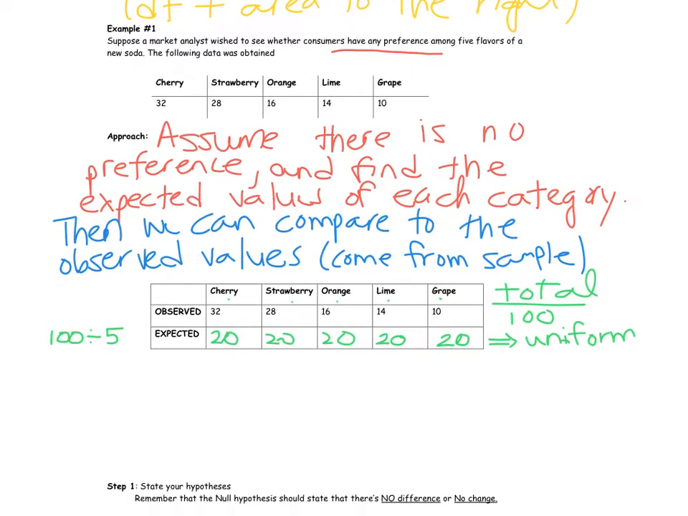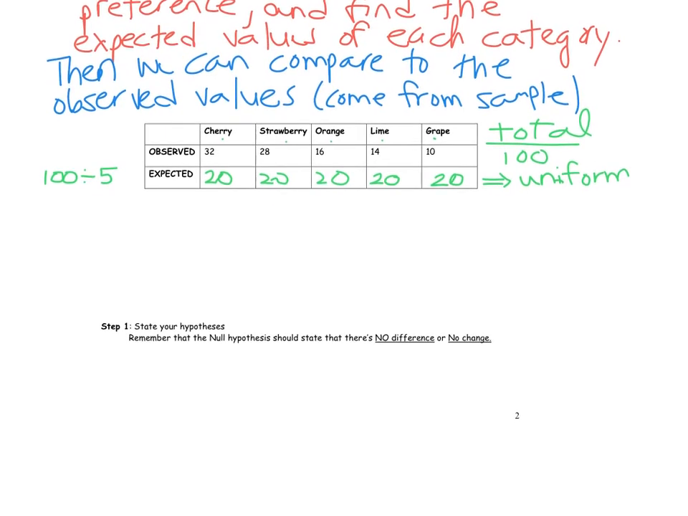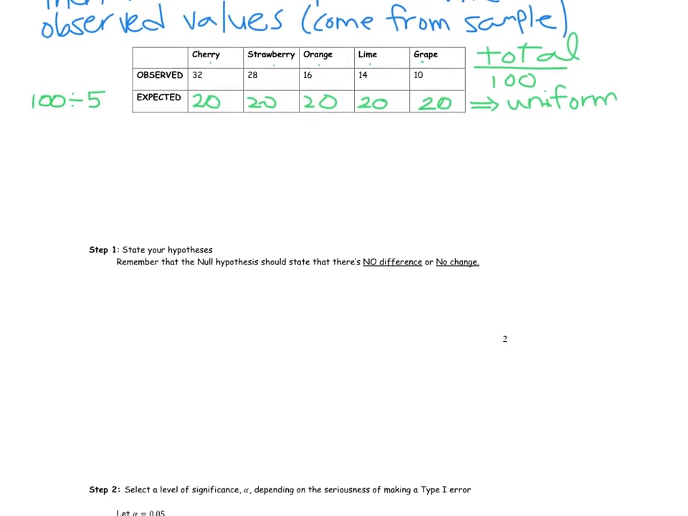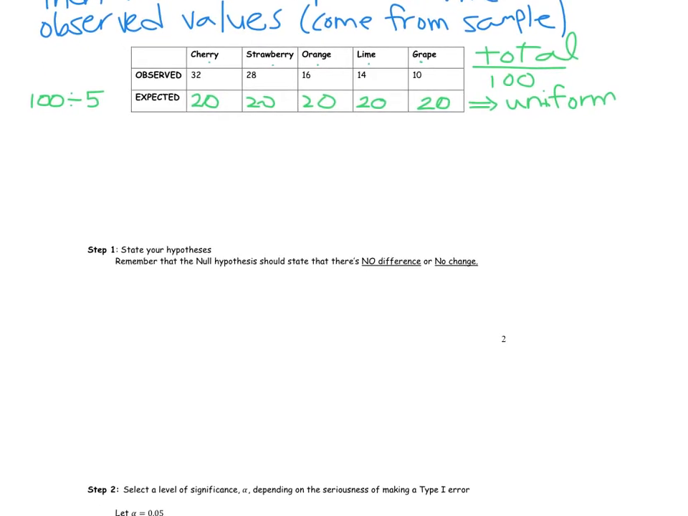Okay, so now what we do as far as our approach goes, we're going to compare the expected values to the observed values. So let's write this next part down. So the observed, compared to the expected, I'll say versus expected, they're always going to be different because samples aren't perfect, right?